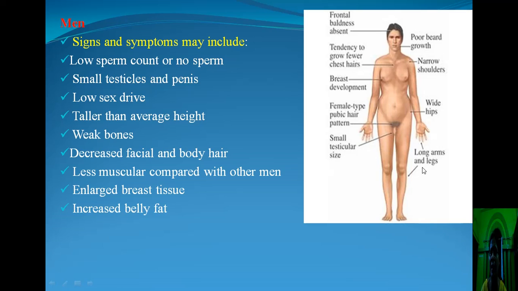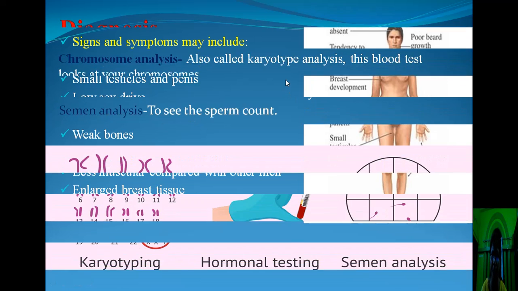They have long arms and legs, and arms are generally longer. They have wide hips like the females. They have narrow shoulders. The shoulder is broad in case of males, but here the males have narrow shoulders. They have poor beard growth. These characters are found in men having Klinefelter syndrome.